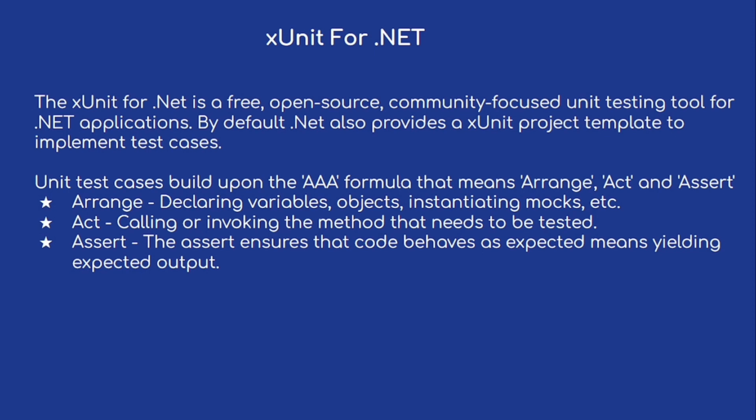So what is arrange? Arrange is declaring variables, objects, or instantiating the mocks, etc. It is just arranging everything before testing a method. Act is nothing but invoking the method which we want to test. Assert means we have to ensure the results from our test cases are as expected. So that is the AAA formula in unit test cases.